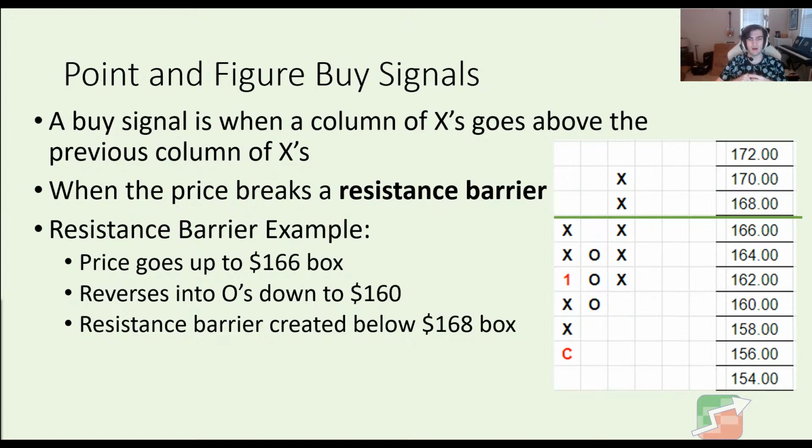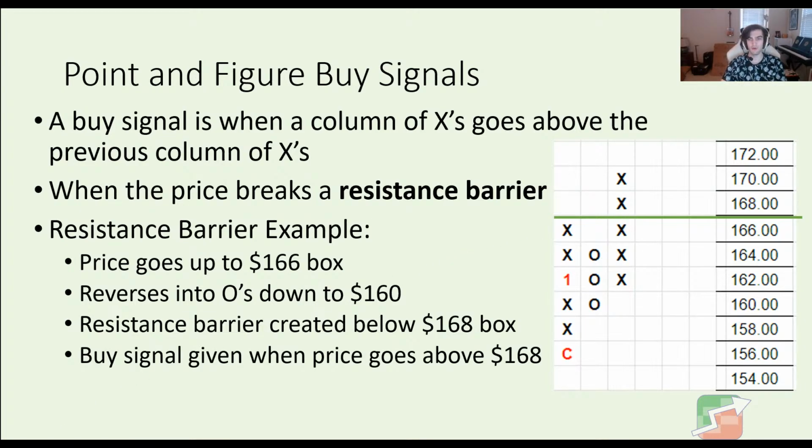So what we get now is the resistance barrier above where it last was. So above that previous column of X's, or between the box of 166 and 168. Now, the buy signal for point and figure is when the price goes above this green line, or when the price goes above $168.